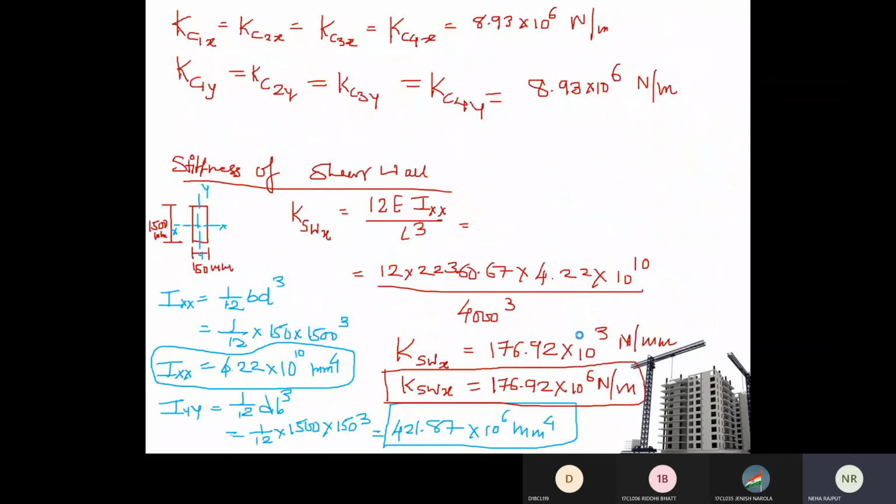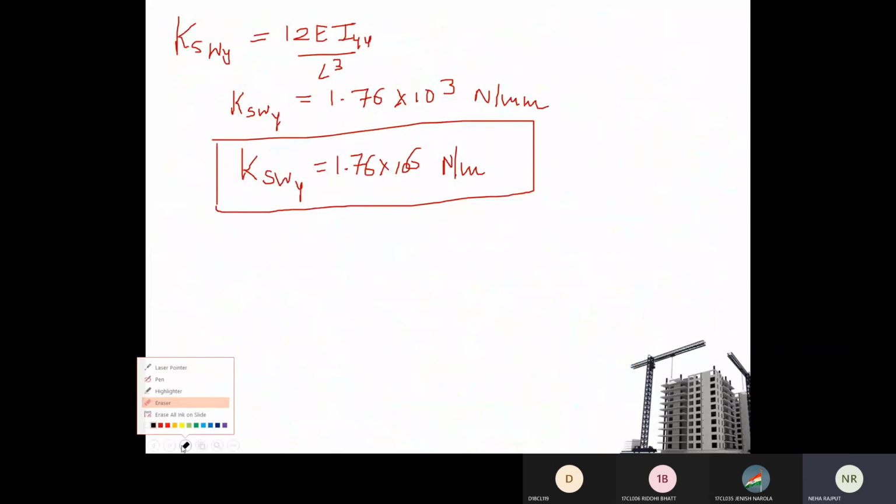Okay, now coming to the calculation for the center of stiffness point. Now how can you do that? So X center of stiffness.